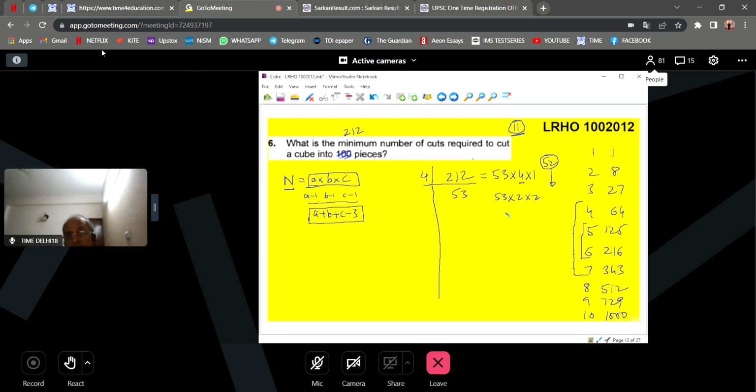How many cuts I should apply? 52 along this direction, 1 along the second, 1 along the third. Total how many? 54 cuts. Here, how many cuts were required? 52 plus 3 plus 0. How many? 55.